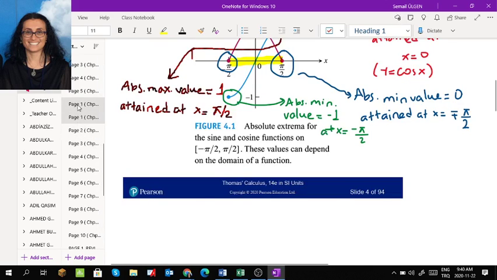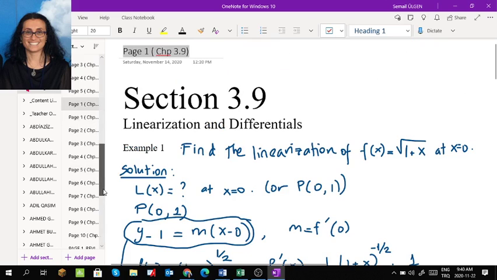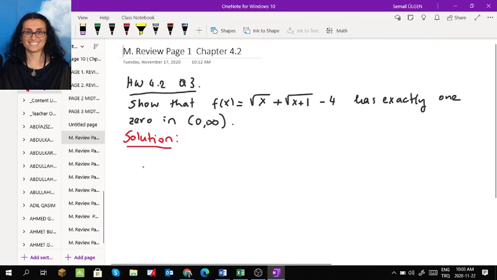Let me see, I'm trying to find where to start. Okay, we are going to solve question 3 in homework 4.2. It says show that f of x is equal to square root of x plus square root of x plus 1 minus 4 has exactly one root in this interval. Okay, part 1.